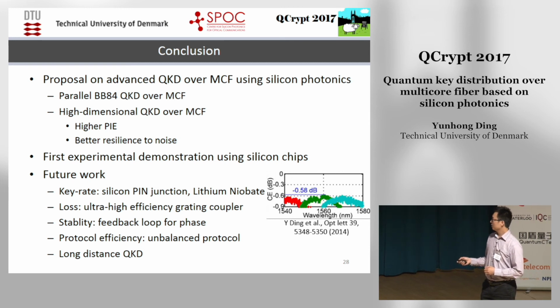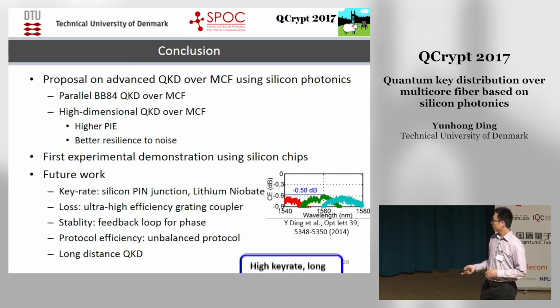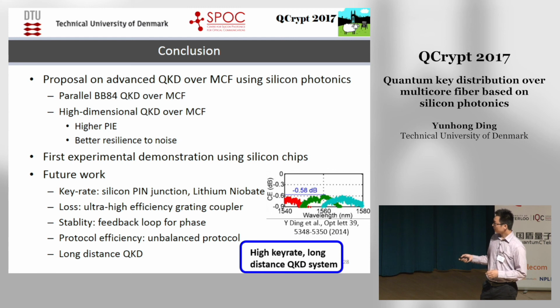Also, we need to introduce a feedback loop for phase stabilization. And for protocol efficiency, we can use the unbalanced protocol. And hopefully, with all these improvements, we can target a long-distance and high-rate high-dimensional QKD system.